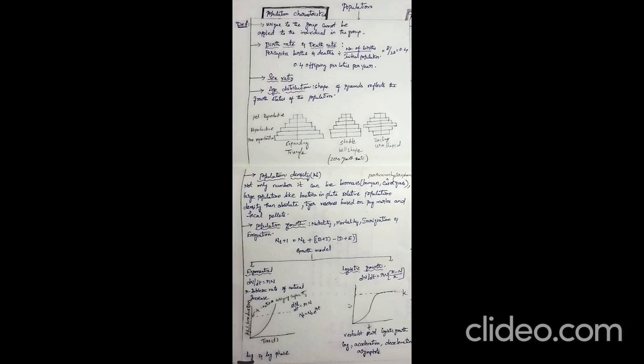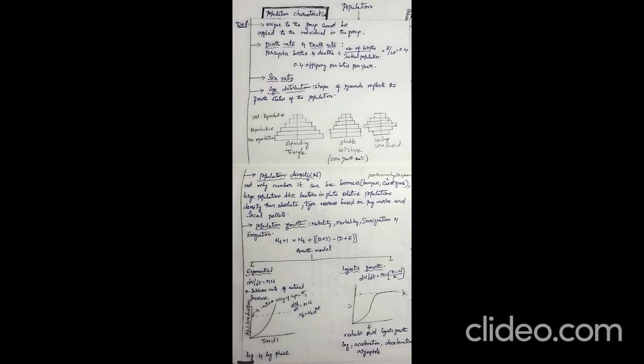So how will it look? It will look like a triangle. When it comes to a stable population, it will be bell shaped. When it comes to a declining population, it is urn shaped. So these are the three types of age pyramids based on the pre-reproductive, reproductive and post-reproductive age groups in a population. And then population density.